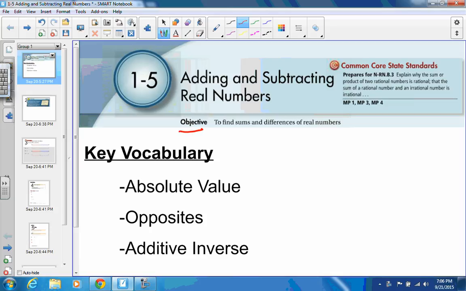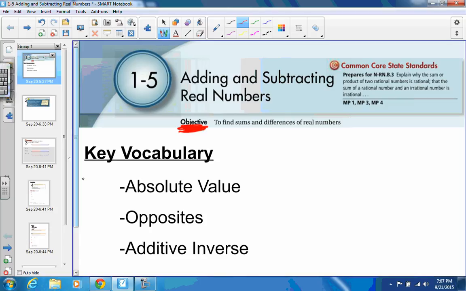Now make sure you write down the objective or the goal in your goal sheet, or at the very least in the front of your notes. The goal is to find sums and differences of real numbers. Sums having to do with addition, of course, and differences are dealing with subtraction. So we're going to find sums and differences of real numbers.